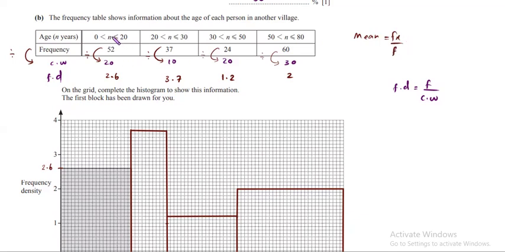Here, x will be the mid value of each of these intervals. So for 0 to 20, the mid value is 10. So I need to multiply 10 and 52 together to find what fx for that part is. Likewise, we will find it for each one of these, add them together, and divide by the total of the frequency. That is how the mean should be calculated when a table like this is given.